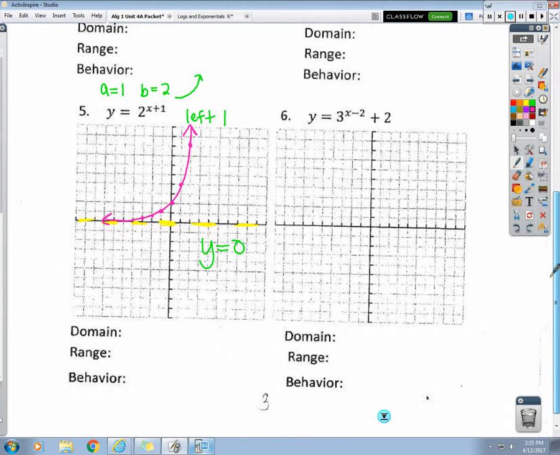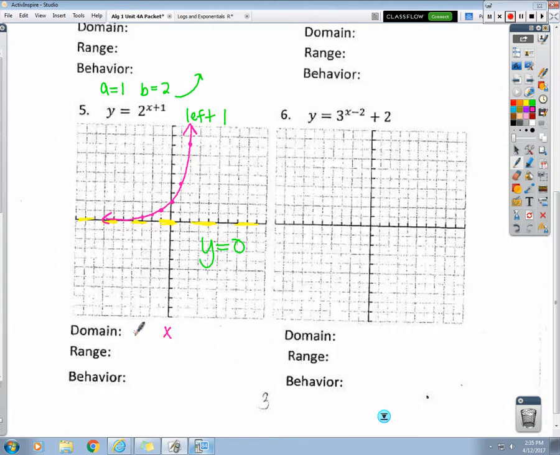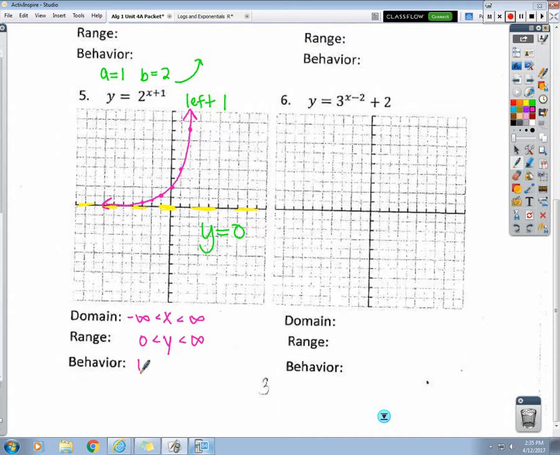What is the domain for any exponential function? Correct. It's the range that will change according to where the asymptote is. What's the range for this one? 0 to positive infinity. Remember, because it's down to up, so up would always be positive. And then for behavior, if you go to the left side of the curve, it's approaching the asymptote, which is at 0. If you go to the right side of the curve, it's approaching infinity.